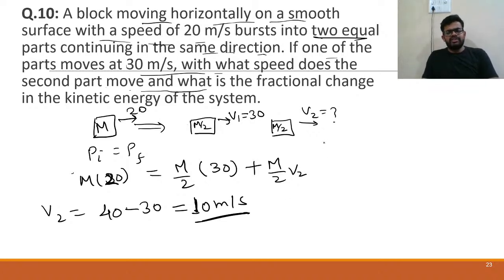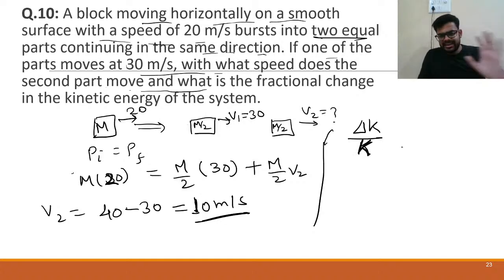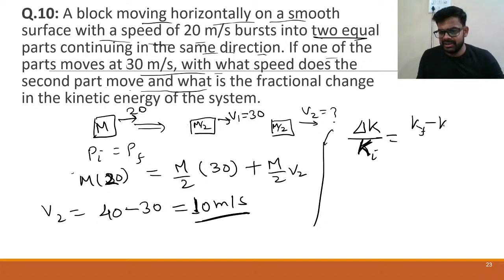Now we need to find the fractional change in kinetic energy. The question is, what is the fractional change in kinetic energy? Fractional change means change divided by initial kinetic energy, right? This is called fractional change in kinetic energy. Delta K is the change in kinetic energy, and fractional change is just that divided by the initial. So I will write K final minus K initial divided by K initial.